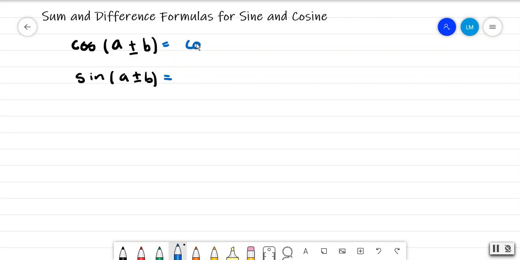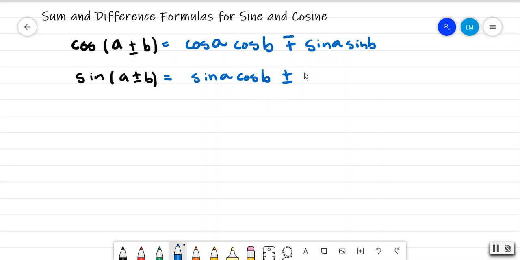Now, the formula states that it's going to be cosine of A multiplied by cosine of B. Basically, this is where it gets a little funny: for plus, it's going to be minus, and for minus, it's going to be plus. Then that's going to be sine of A times sine of B. So that's the first formula. The second one is technically a lot easier. You have sine of A times cosine of B, and when it's plus it's plus, when it's minus it's minus. So you have sine of B times cosine of A.